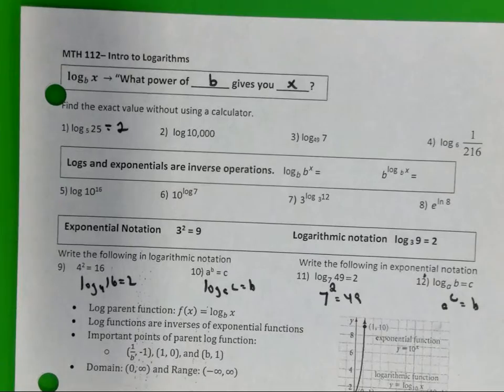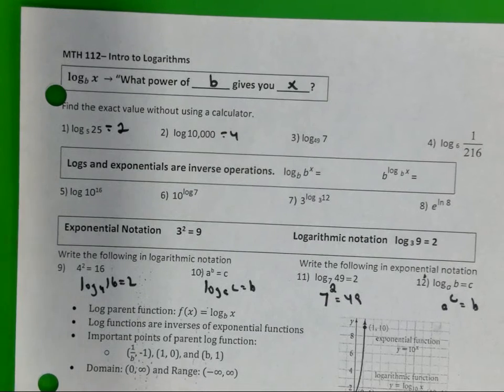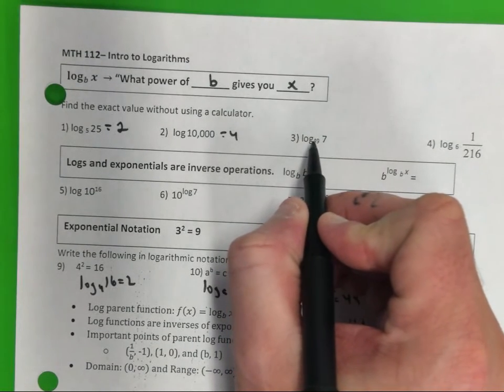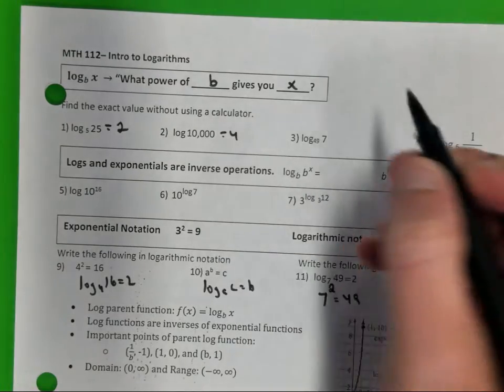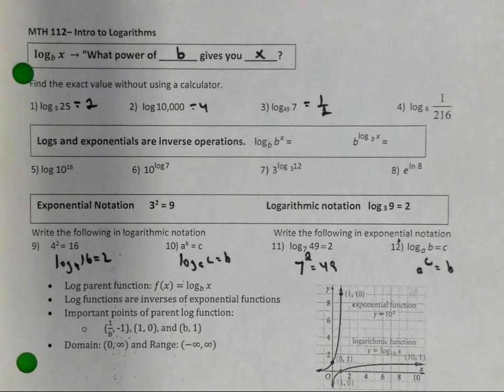10 to what power gives you 10,000? 4. Very good. Because you got 4 zeros. That's how I remember it. What's the relationship between 49 and 7? You're taking the what? So what would that be? 1/2. Very good. What's the relationship between 6 and 216? It's 6 what? Cube, but since that's a fraction, I'll put what? Very good, guys.